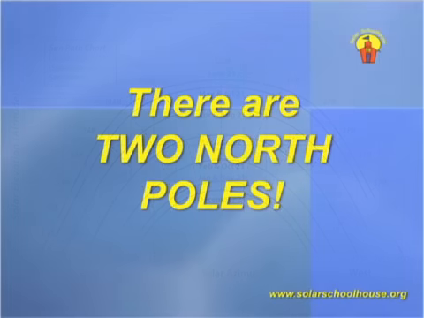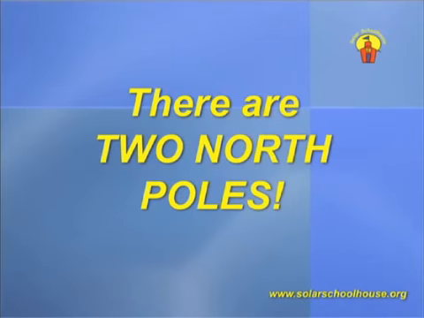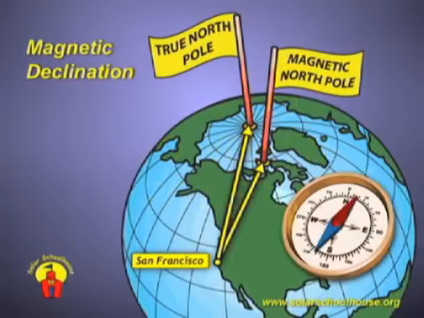There are actually 2 north and 2 south poles. A compass needle points to magnetic north, not true north. Magnetic north is a location in northern Canada. True north is one end of the axis around which the Earth rotates. The difference between true and magnetic north is called magnetic declination.